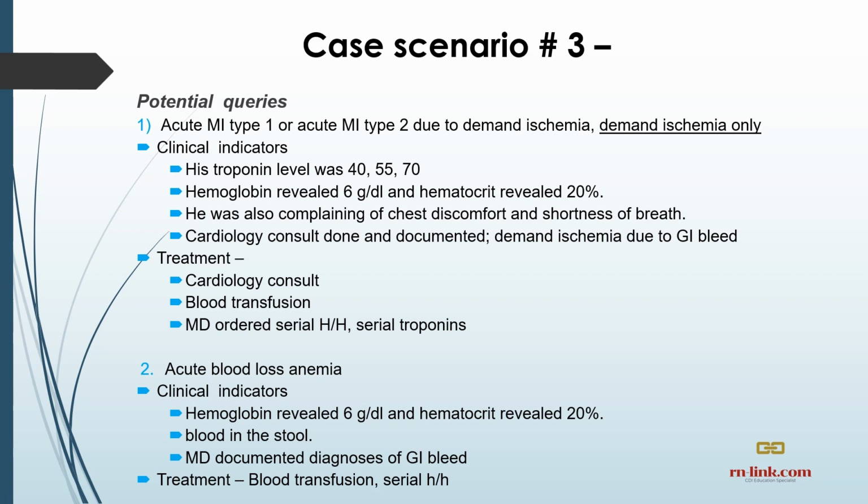2. Acute blood loss anemia. Clinical indicators. Hemoglobin revealed 6 grams per dl and hematocrit revealed 20%. Blood in the stool. MD documented diagnoses of GI bleed. Treatment, blood transfusion, serial H&H.